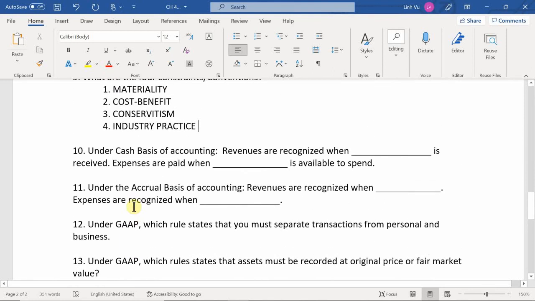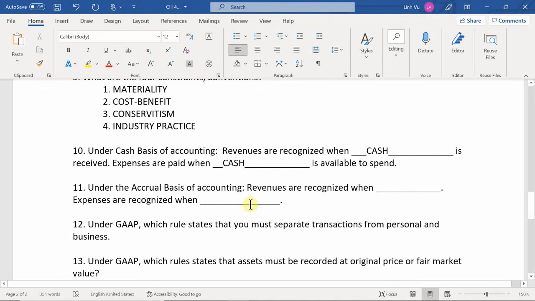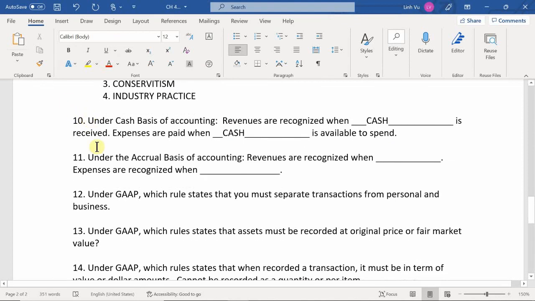Under the cash basis of accounting, revenues are recorded when blank is received, and expenses are recorded when blank is available to spend. Cash. Cash, right? That's what a cash basis does. Cash needs to be received in order to recognize revenues, and cash needs to be available for you to spend to make those expenses.